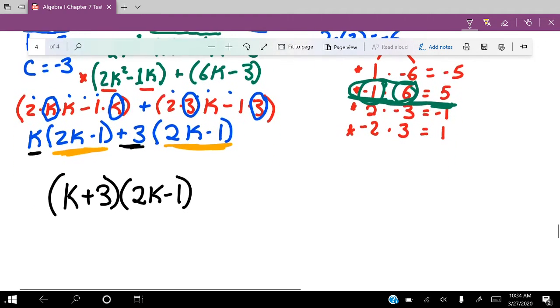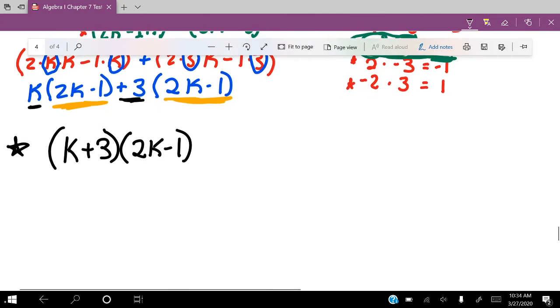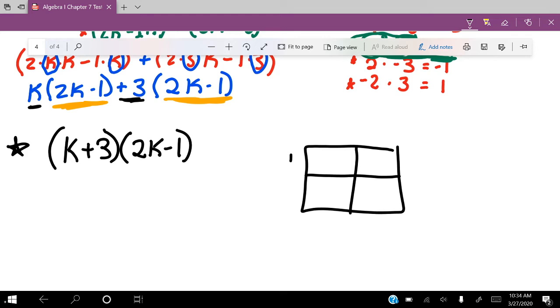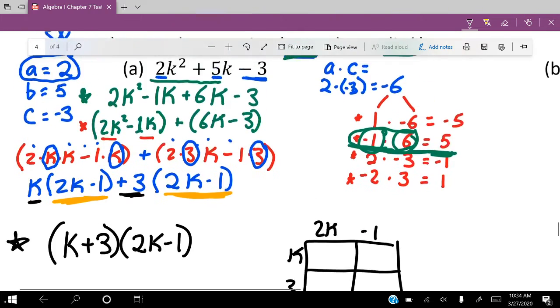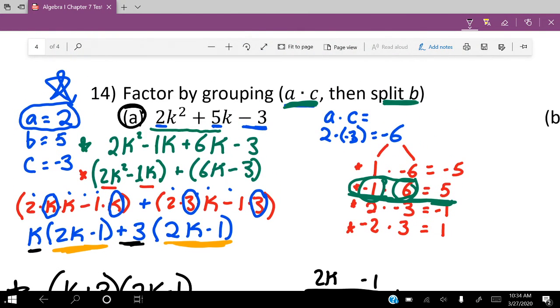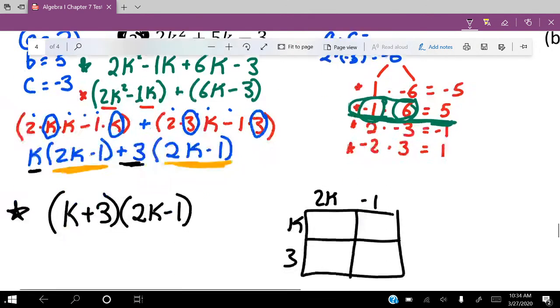Now, how do I know that this is my answer? How do I know it's correct? Well, I can actually use my box method to check. So I'm going to go ahead and do k plus 3 times 2k minus 1. And I'm just going to see if I get my original problem right up here, 2k squared plus 5k minus 3.